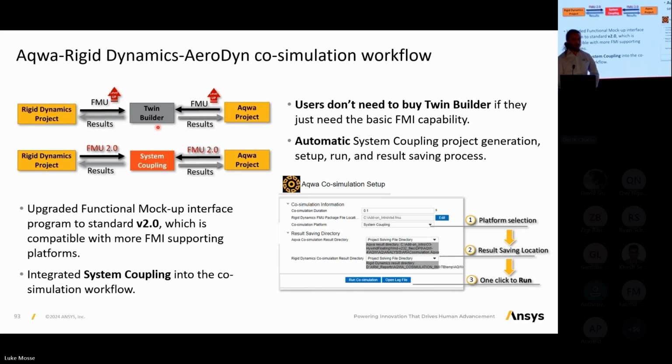So that meant you had to buy a license for Twin Builder, which is really expensive. Now you don't need that because system coupling will do that whole job. So that would have doubled the price of the licensing. So you don't need it anymore. They've also upgraded the version of the functional mock-up interface to the latest version.